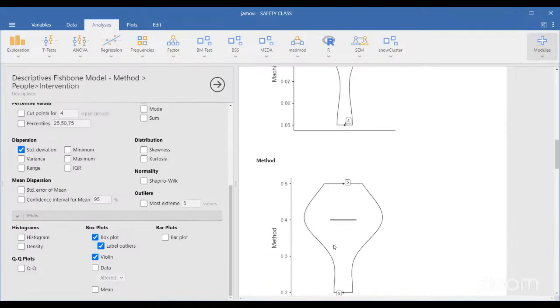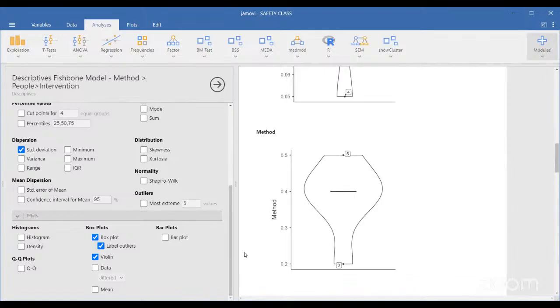Next is the method. Again, you can find out that the maximum data is from the 0.3 to 0.5 range. Outliers are number 5 and number 3. So if you find any outlier, then you will discuss with that individual properly, whether the individual is able to understand the purpose or your instruction. You have to check.